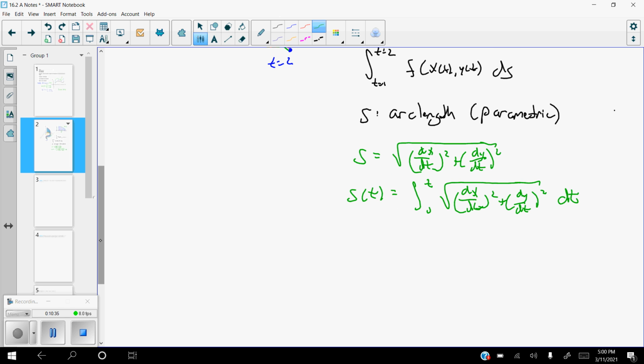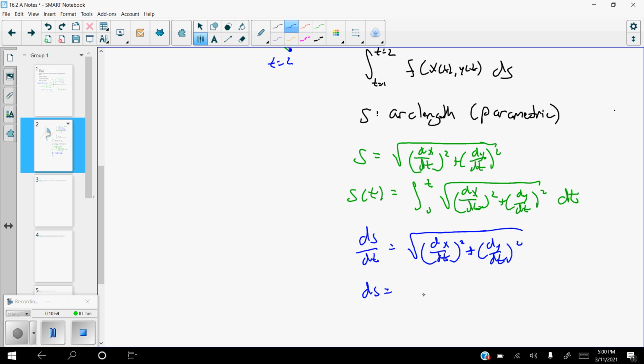The question might be, how am I getting to this integral right there? So I'll change colors here and I'll just put this. So ds over dt is this square root of dx over dt squared plus dy over dt squared. And then if I simply multiply both sides by dt, you would get that ds is, once again, this particular square root times dt.